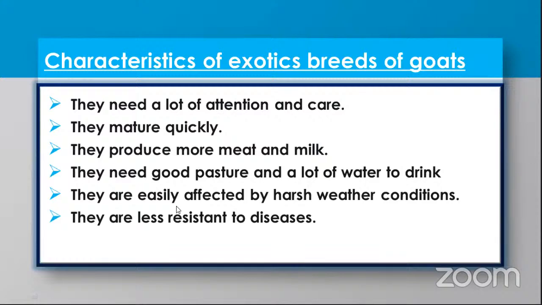Now, in our lesson, we talked about exotic breeds of goats. We explained the meaning. Secondly, we gave the examples of exotic breeds, and I've shown you some of the pictures. And we talked about the advantages and disadvantages. Then finally, we looked at the characteristics. So this is where we are going to end for today.